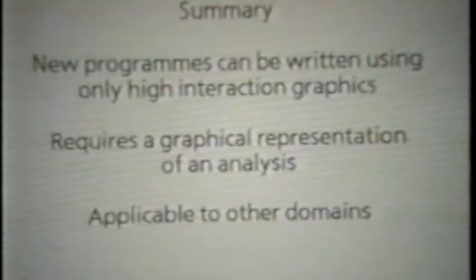In summary then, we note that with graphical programming, new programs can actually be written by interacting with the graphical display. Of course, this depends on having a graphical representation of an analysis. And the results here should be applicable to other domains which can be represented as a network on the screen.